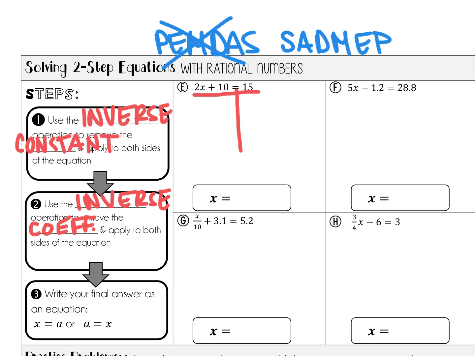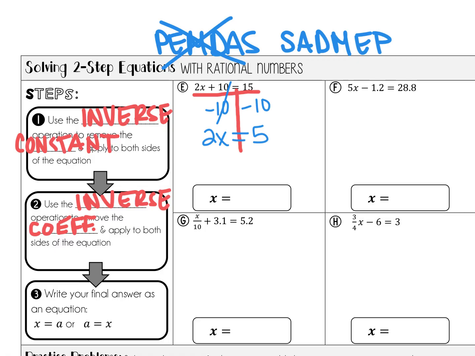But for now, let's undo, in letter E, the addition of 10 by applying the inverse operation of subtracting 10. When we take 10 away from both sides, we'll want to view it as a left and a right side to keep our equation balanced. 2x plus 10 minus 10 is 2x. Bring down your equal sign and find the difference of 15 and 10, which is 5. Now we'll want to undo any multiplication or division.